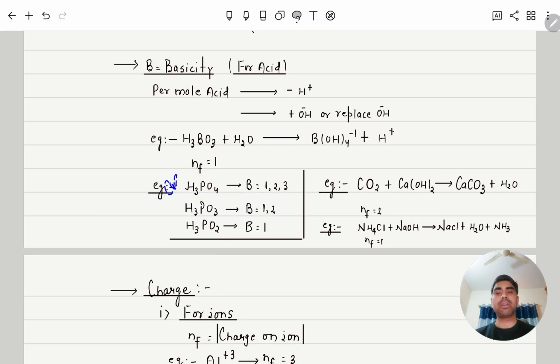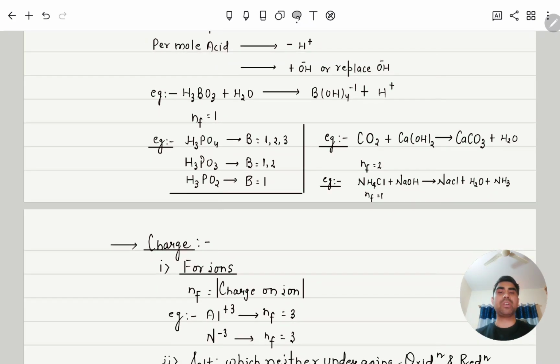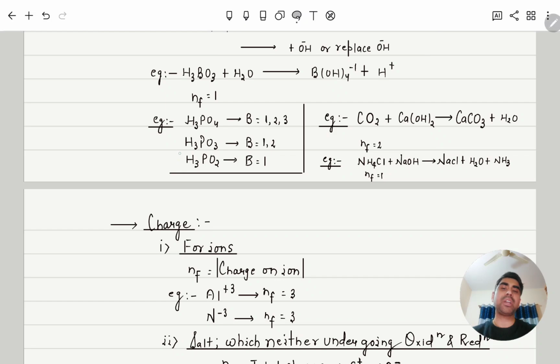Here is one remarkable point: even though its basicity is 1, its acidic strength is more as compared to phosphorus acid and phosphoric acid. I already discussed in classes that this is due to the minus I effect, which is very impactful here. Now you can see non-metal oxides are also acidic. Due to its presence, how many OH are removed? 2. So the n factor will be 2.